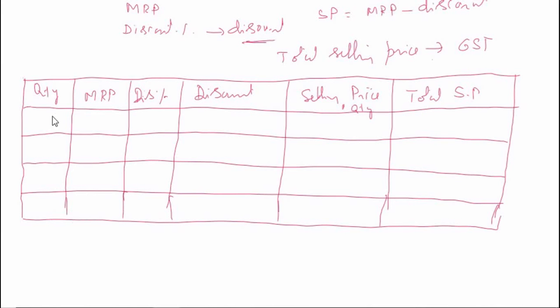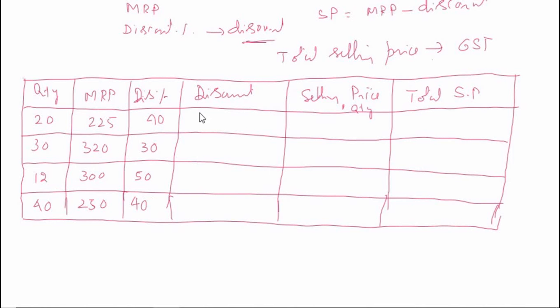Now quantities are 20, 30, 12 and 40. MRP is 225, 320, 300, 250. Discount percentage is 40, 30, 50, 40. Now you have to find out the discount.